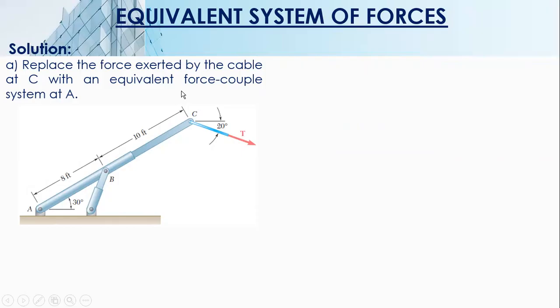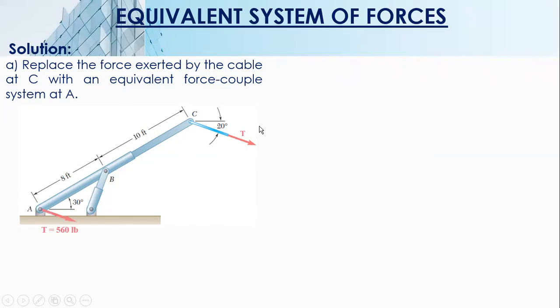Sige. So letter A, replace the force exerted by the cable at C with an equivalent force couple system at A. Okay. So we will transfer it from C, same as the illustration I gave earlier on how to resolve a force into a force and a couple. So transfer it here to A. Okay. 560, given already, 560 pounds. Remember, this is the original system and we will modify it. So we transfer the force to A.